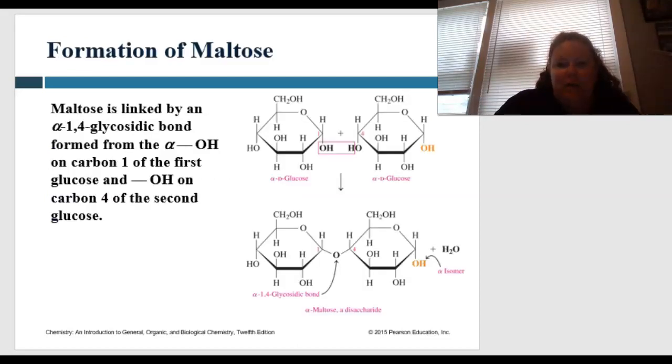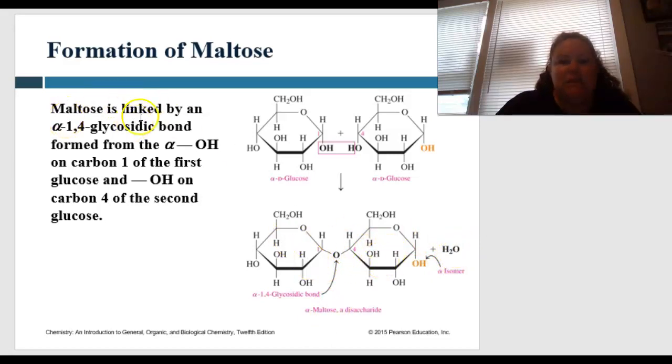So how do we form this? Well, remember, we're going to be doing a dehydration reaction. We're taking off the OH group from one glucose and the H from another glucose, linking it together, forming a water right here and making a disaccharide.